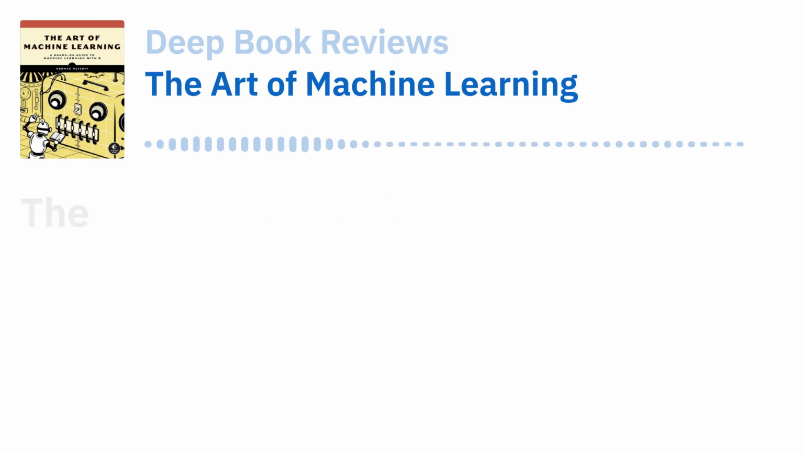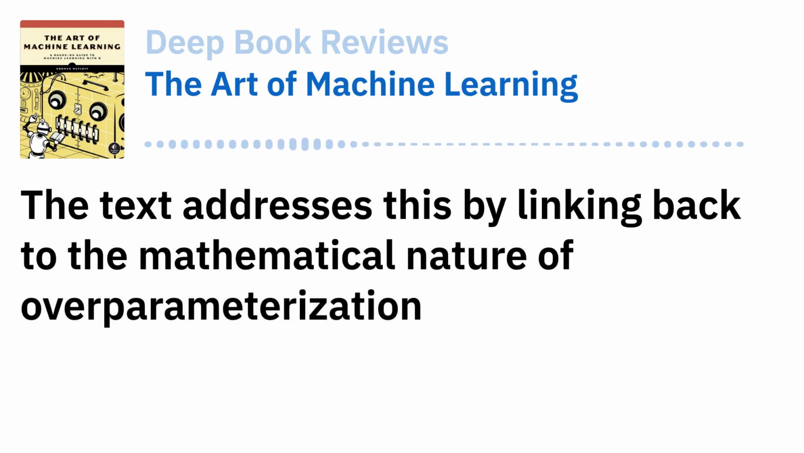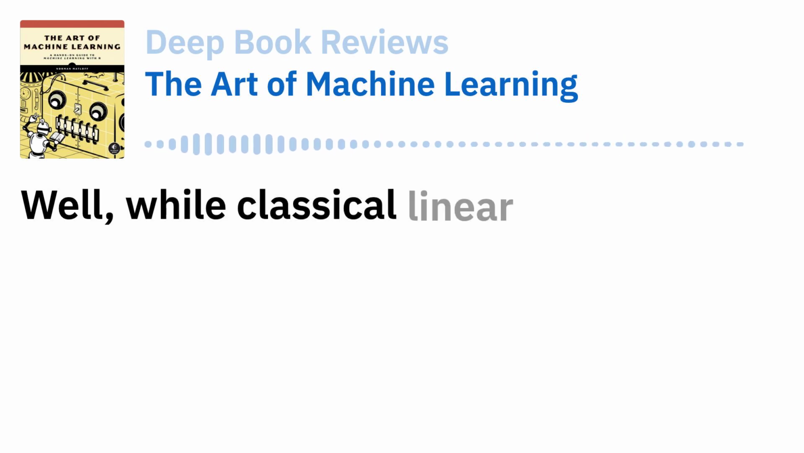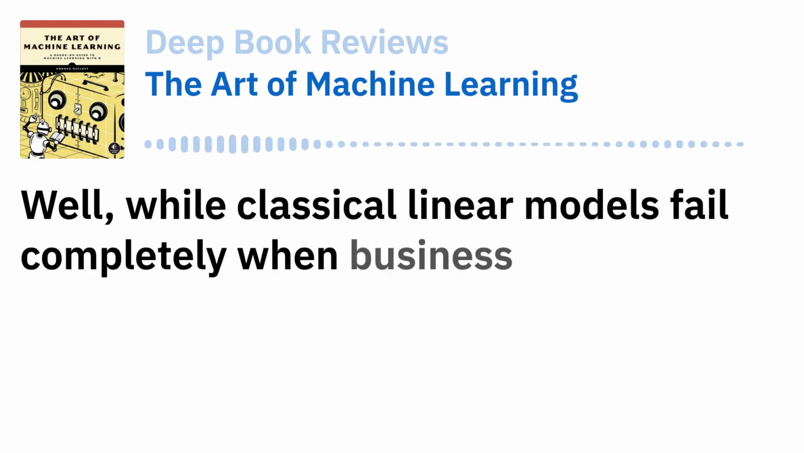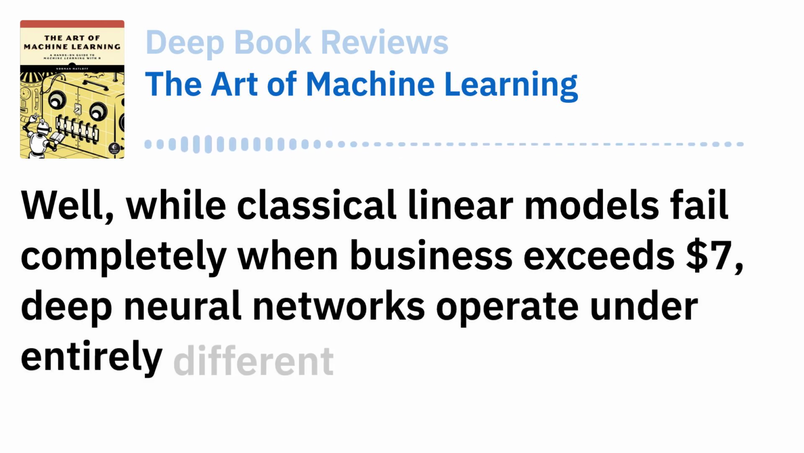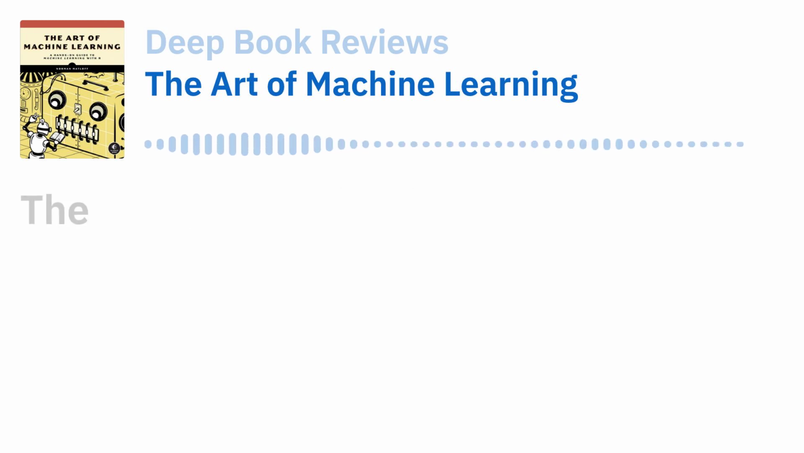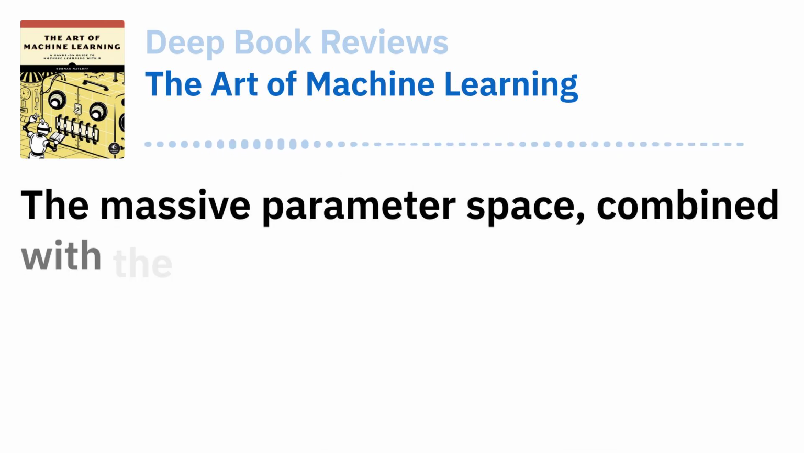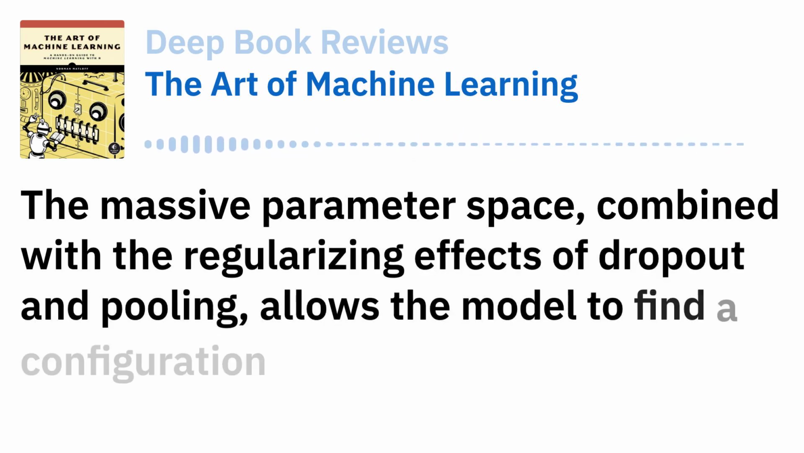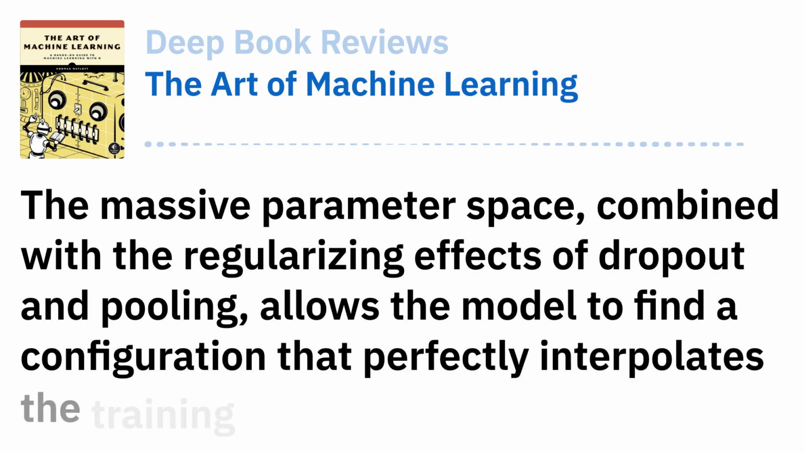It's a great question. The text addresses this by linking back to the mathematical nature of overparameterization in polynomial regression. Okay, how does that work? Well, while classical linear models fail completely when p exceeds n, deep neural networks operate under entirely different mathematical dynamics. The massive parameter space, combined with the regularizing effects of dropout and pooling, allows the model to find a configuration that perfectly interpolates the training data.